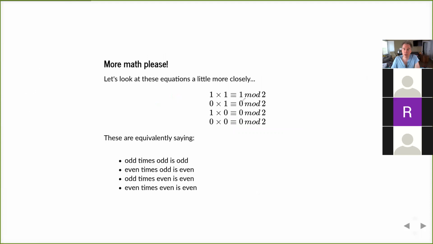All right, so I'm just making a note here. This kind of proves what everybody learns in elementary school. Odd times odd is odd. Even times even is even. Odd times even is even. Even times even is even.